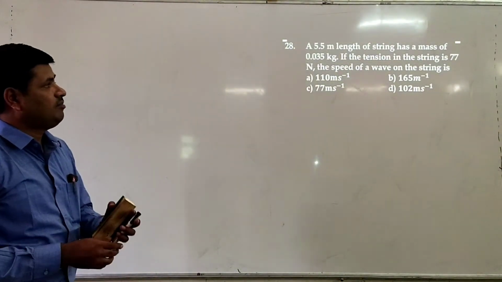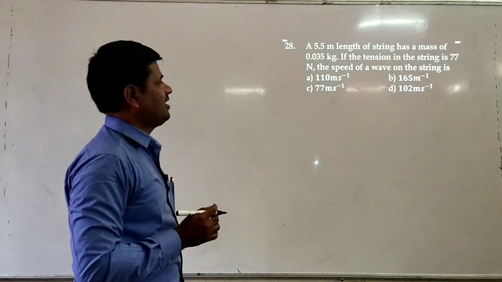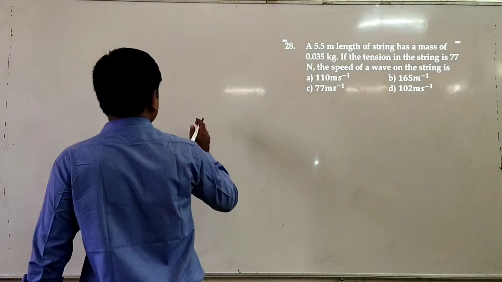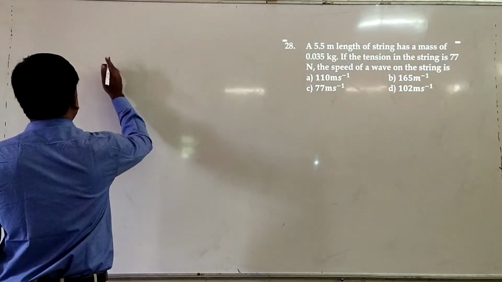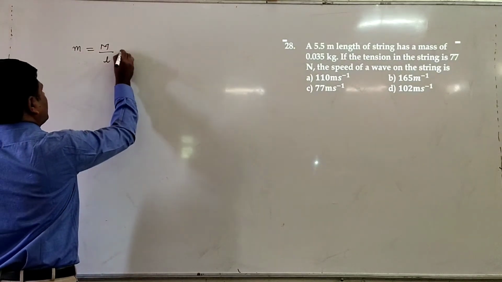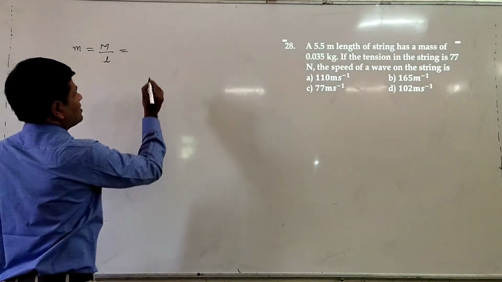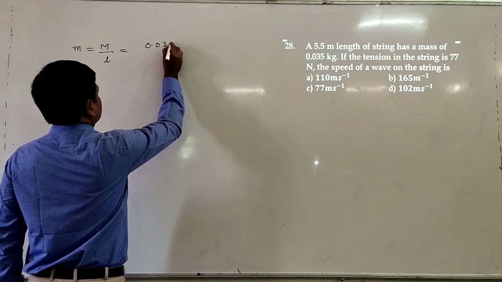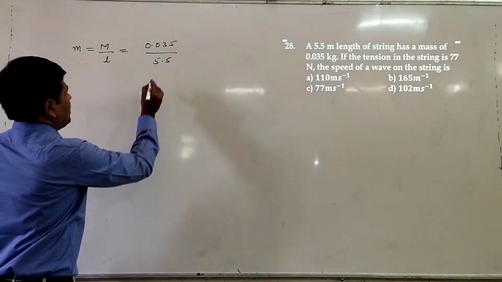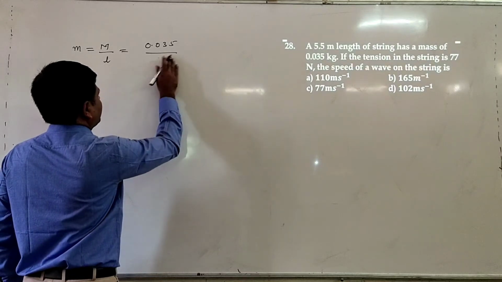Next, question number 28. A 5.5 meter length of string has a mass, the length, mass and tension in the string are given. The speed of the wave on the string is asked. Since mass is given, first of all we can find the mass per unit length. Small m is equal to mass per unit length. Mass is 0.035 and length is given as 5.5. Now what is here? 1.1. Or simply we can make it like this.